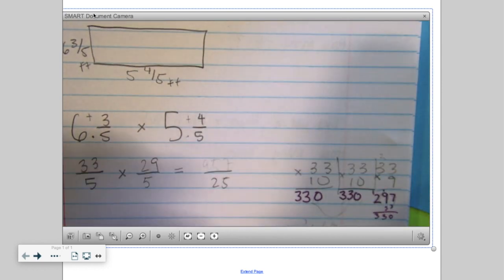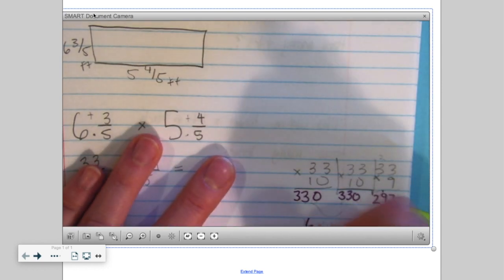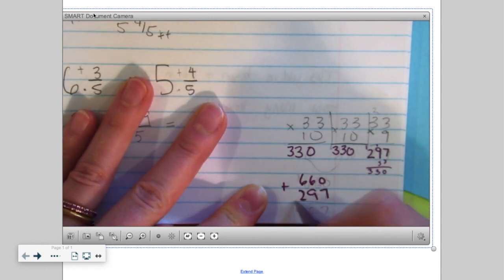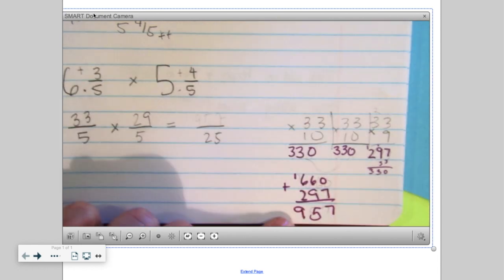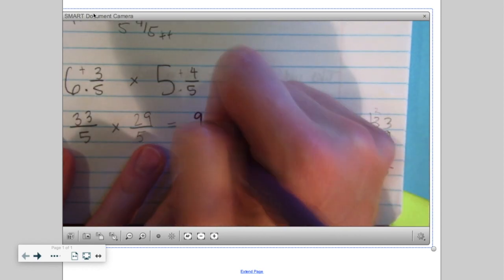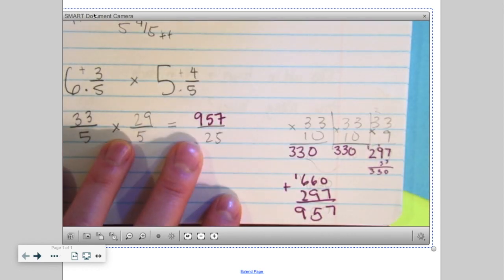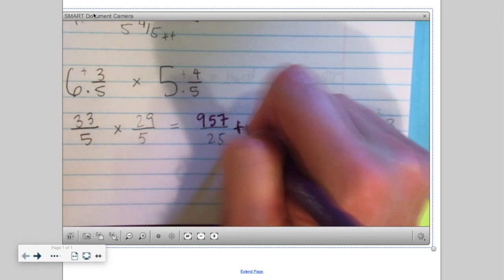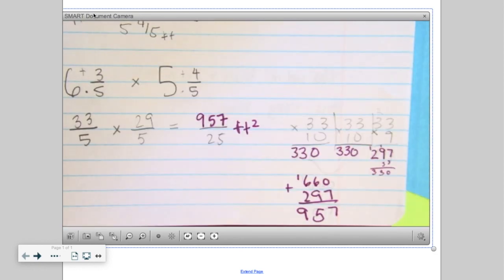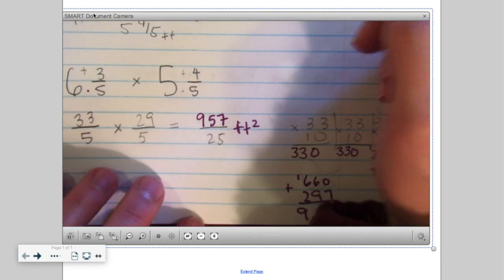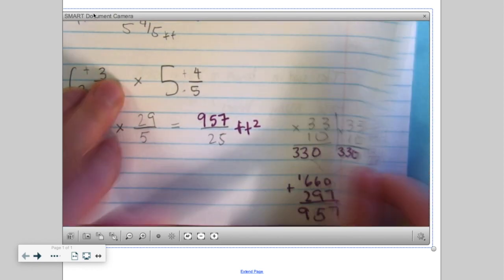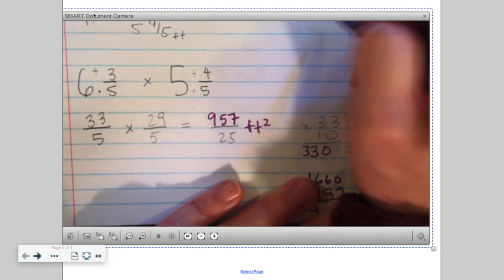So now I have to add 330 2 times, which I know is 660, plus 297, and that gives me 957. So 957 is my numerator. Now, I could just leave this and say 957/25 feet squared, but I'm going to push myself, and I'm going to make a mixed number out of this. So 957 divided by 25.